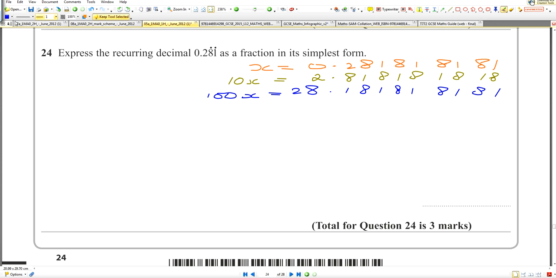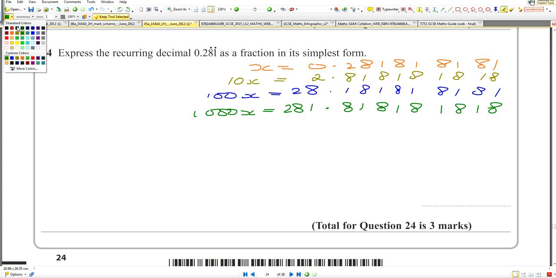Should we do the next one? Should we do 1000x? What's 1000x? It gives us 281 point, what's after 281? 8. 818181. Now it lines up with something. What does it line up with? The second one, isn't it?